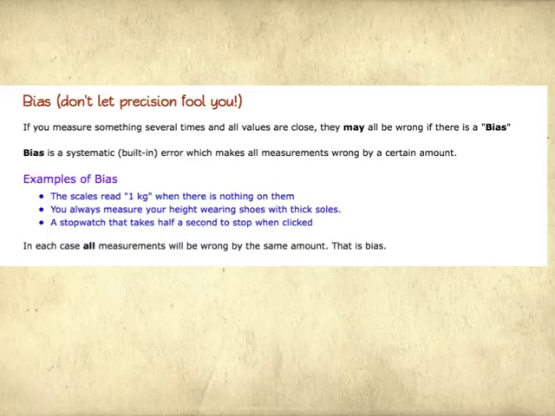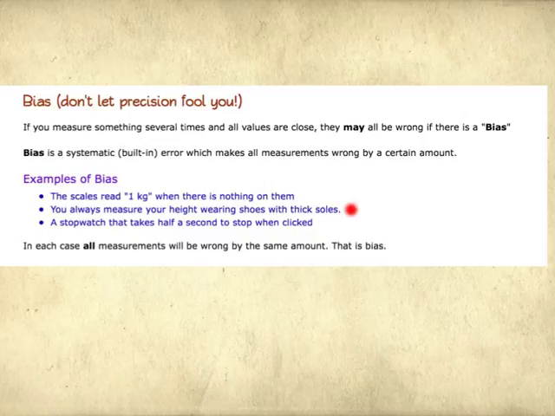So here on this page we have some examples of bias. So it says if you measure something several times and all values are close, they may all be wrong if there is a bias. A bias is a systematic built-in error which makes all measurements wrong by a certain amount. So a good example is if your scales read 1 kilogram when there's nothing on them, then everything you measure is going to be wrong by 1 kilogram because your scale already reads 1 kilogram.